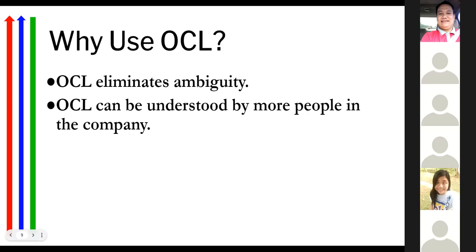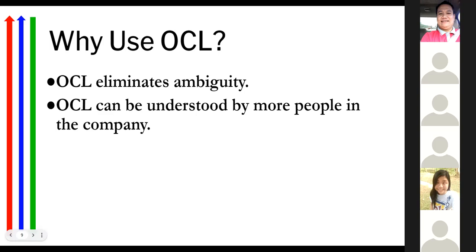First, OCL eliminates ambiguity. I've also mentioned this before. And OCL can be understood by more people in the company. Actually, I've heard Sir mention this in the last meeting when he concluded the last presenter of the previous section.